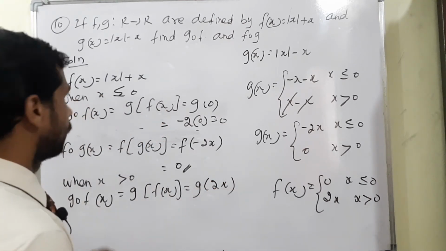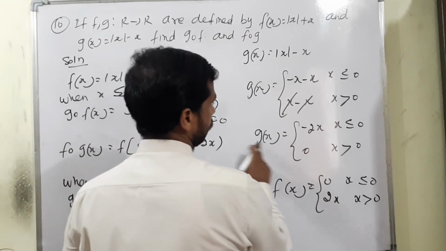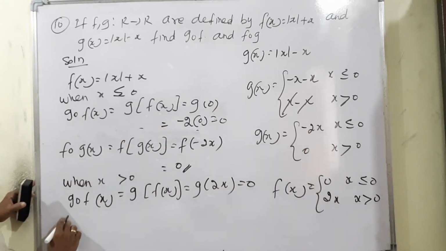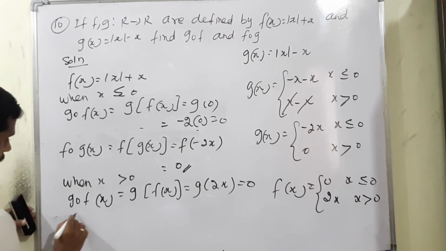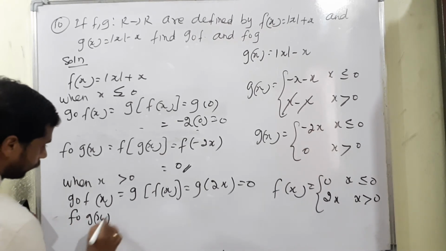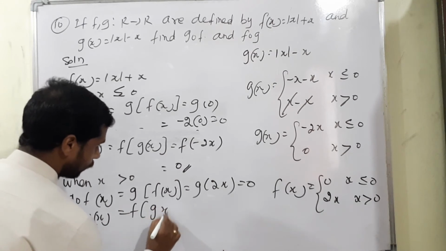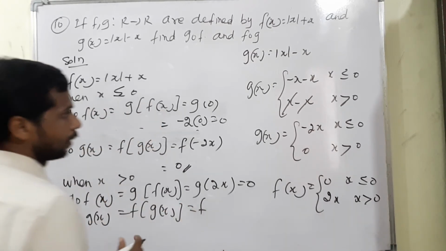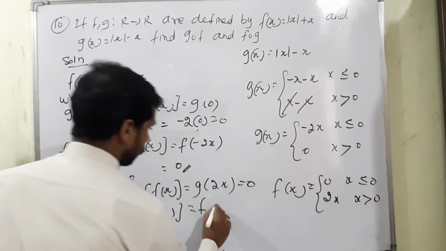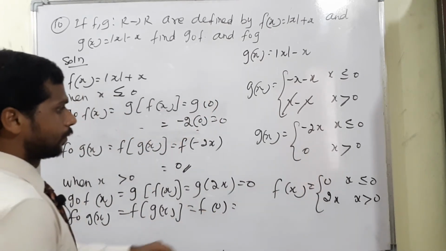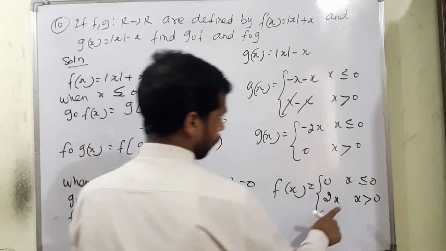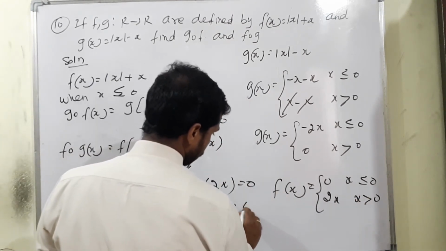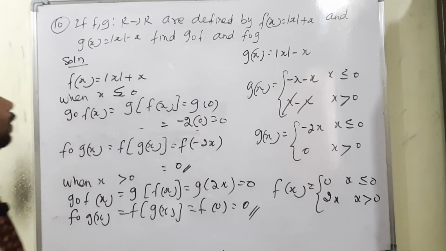Again, g of x greater than 0, so the answer is also 0. Next case, f dot g of x. Again, f of g of x. So f of g of x is greater than 0, giving 0. Again, f of 0, f of x greater than 0, only 2x. Already 2x into 0 means the value is also completely 0. This is the answer for question number 10.